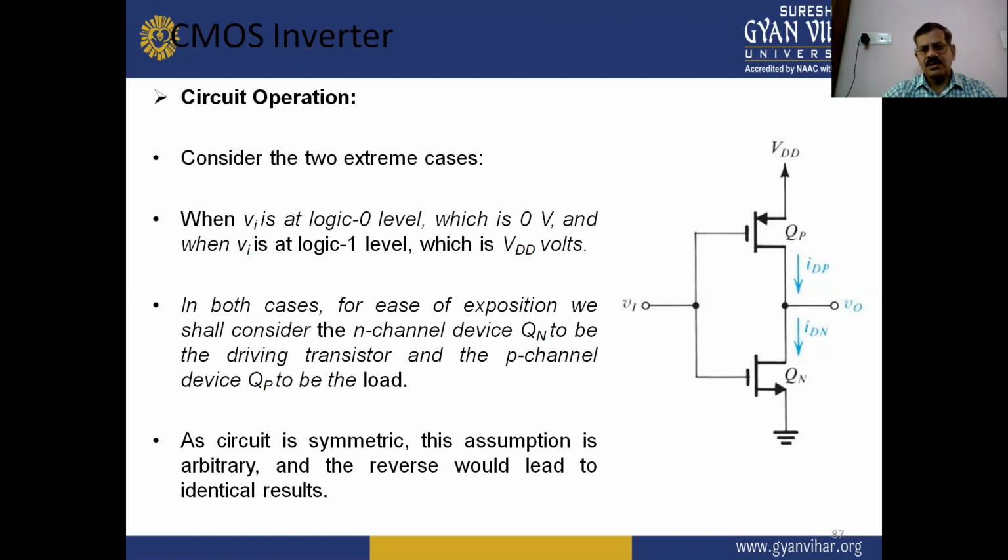What is the circuit operation of this given circuit diagram? We consider two extreme cases. First, when Vi is the logic 0 level or low level, which is 0 volt. And second, when Vi is at logic 1 level, which is VDD volt or high level. In both cases, we shall consider the N-channel device Qn to be the driving transistor and the P-channel device Qp to be the load. As the circuit is symmetric, this assumption is arbitrary and the reverse would lead to identical results in this circuit operation.